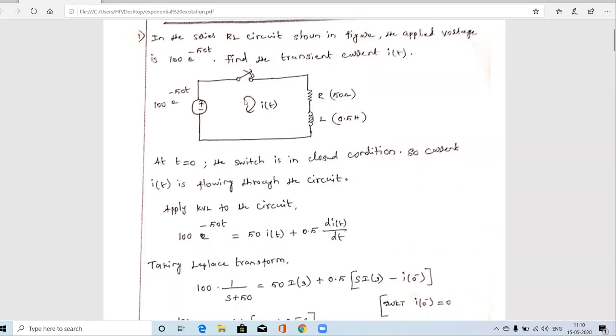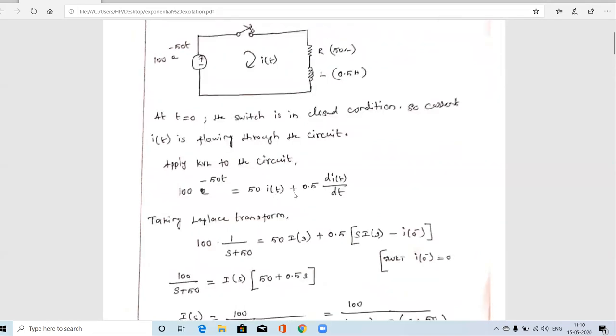This is equal to the sum of the voltage drops. What is the voltage drop across the resistor? You know the formula: R into i of t. And what is the voltage across the inductor? L into di by dt. Here the L value is given as 0.5, so 0.5 into di of t by dt. So this is the KVL equation. It has i of t, and in differentiated form it also has i of t. Our aim is to solve for i of t.